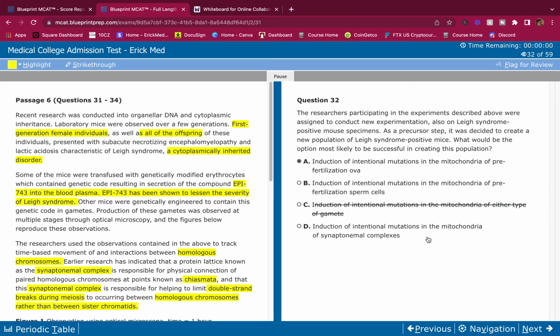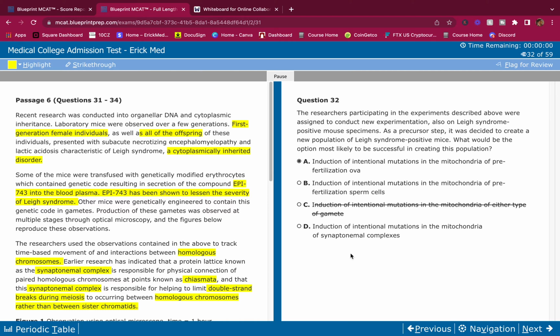Induction of intentional mutations in the mitochondria of synaptonemal complexes. They told us that synaptonemal complexes involve some type of crossing over, and it helps to prevent double strand breaks during meiosis. I mean, it could be, maybe not. This is just an answer that looks fancy, that's trying to direct your attention towards this. But the answer is A.